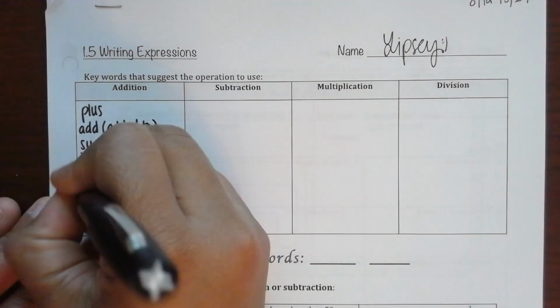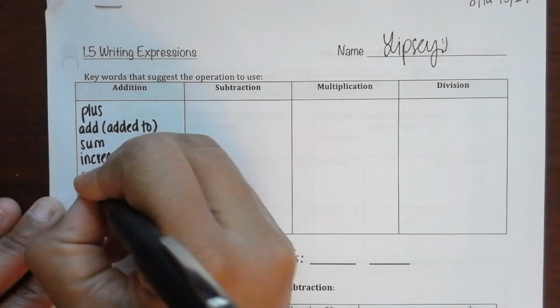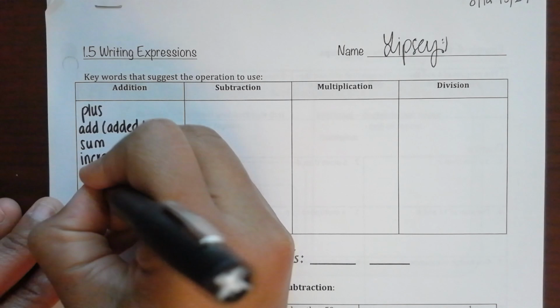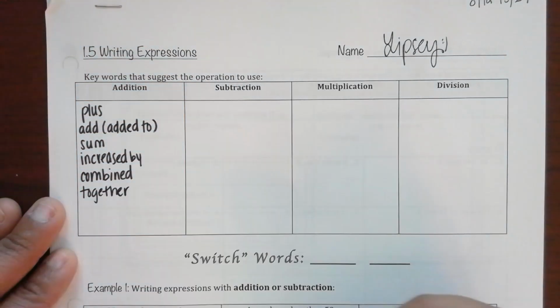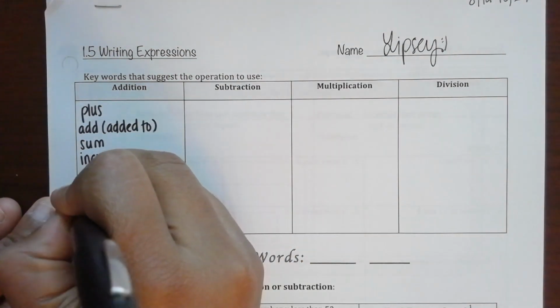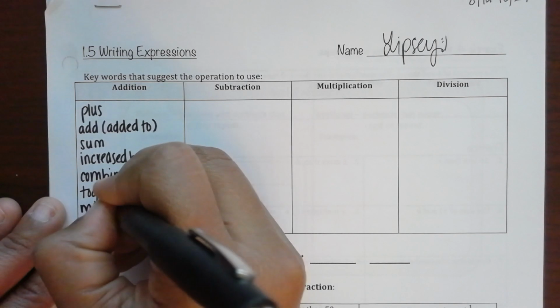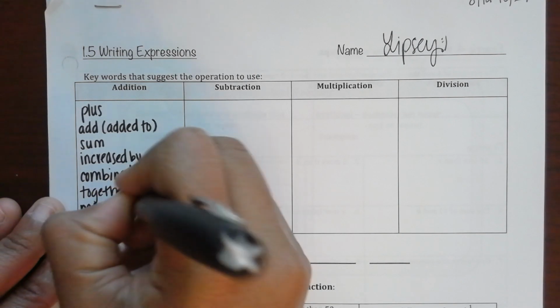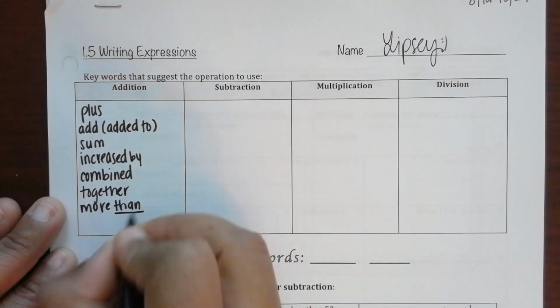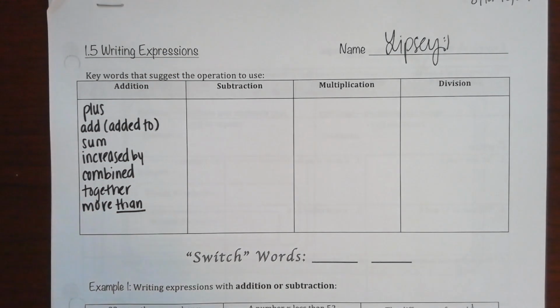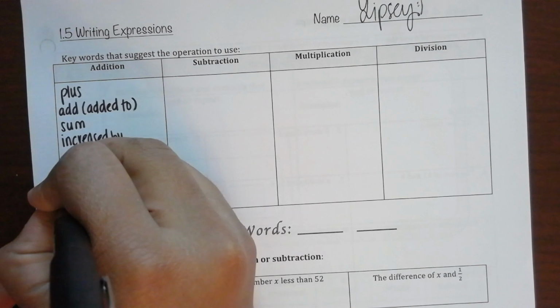Okay? How about together? Because don't they say all together? What about more than? Is there a special word attached to that? Than. So whatever goes to the front goes where? To the back. And whatever goes to the back goes where? To the front. How about total? Does that work?